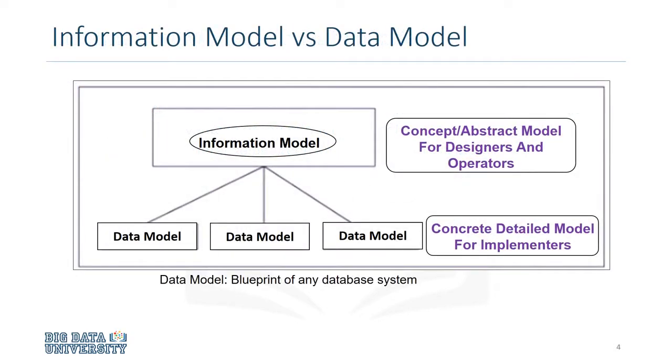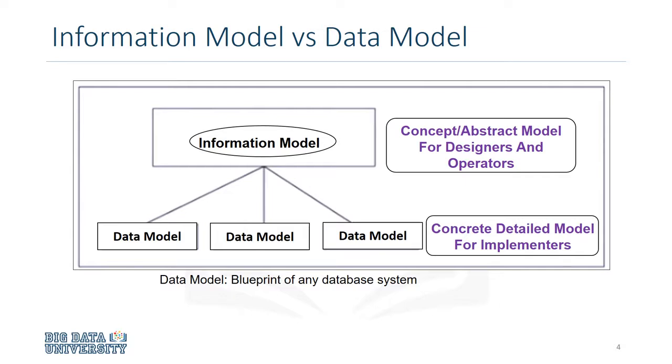This figure illustrates the relationship between an information model and a data model. An information model is an abstract, formal representation of entities that includes their properties, relationships, and the operations that can be performed on them. The entities being modeled can be from the real world, such as a library.